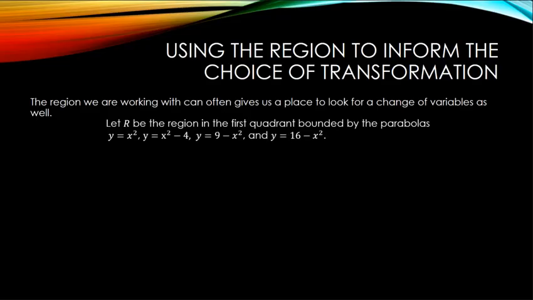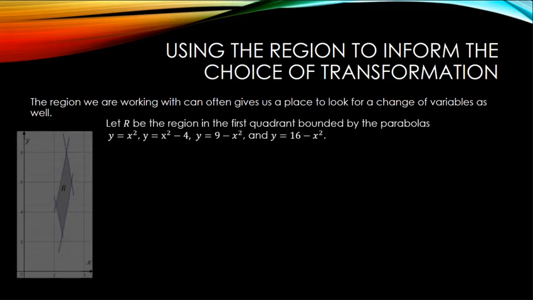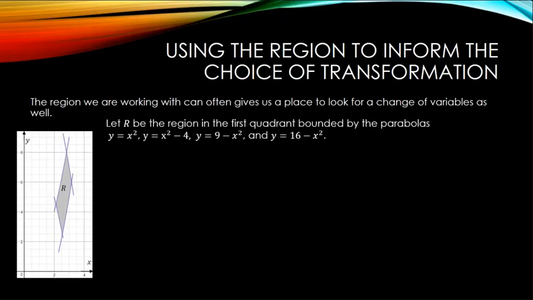I may also want to examine the region to help me choose my transformation. If I let R be the region in the first quadrant, bounded by the parabolas y is equal to x squared, y is equal to x squared minus 4, y is equal to 9 minus x squared, and y is equal to 16 minus x squared, I can plot the region that is bounded by these four curves in quadrant 1 of the xy plane.